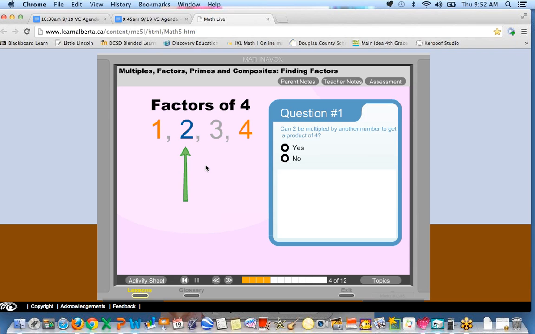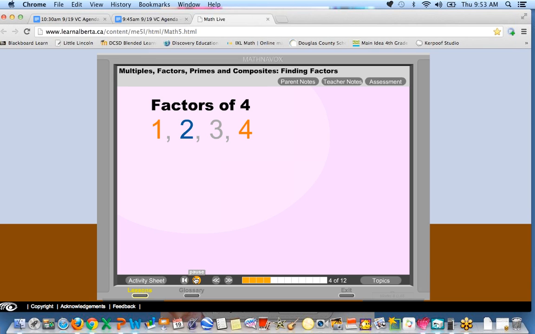So it's kind of a trick question. Let's see. I'm getting a couple of people saying yes and a couple saying no. Well, let's just click on yes. That is correct. You can multiply 2 by itself in order to get 4. So it was kind of a trick question, Claire. But yes, you can multiply 2 by itself. So 2 is a factor. We can add 2 to our list of the factors of 4.